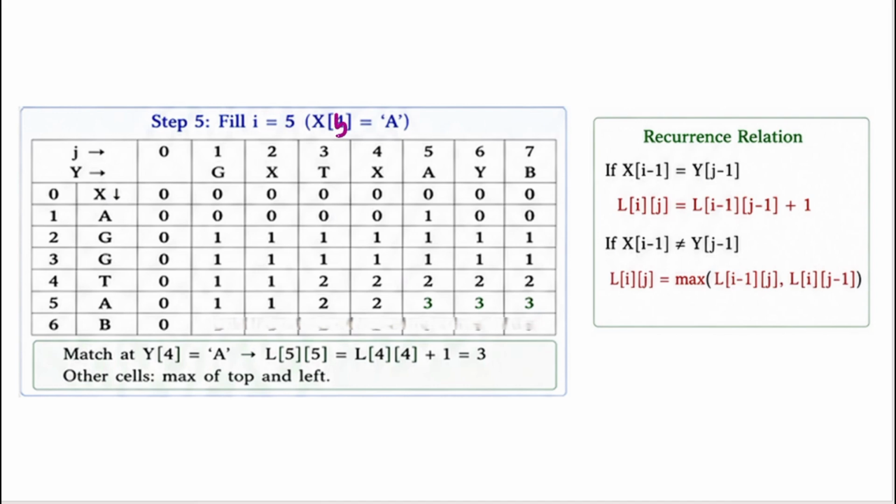Here x of 5 is a, y of 5 is b. The last one more step is there. So here a compares with all the characters in y, right? A compares with all the characters in y, but g, x, t, x, this is not a match, right? Then compare this top and left value. So which one is maximum? Put that value here. Check these two values of the corresponding cell.